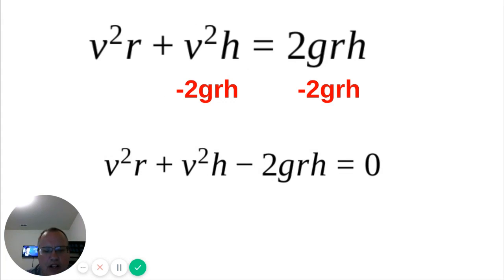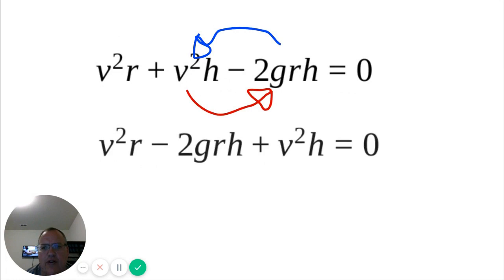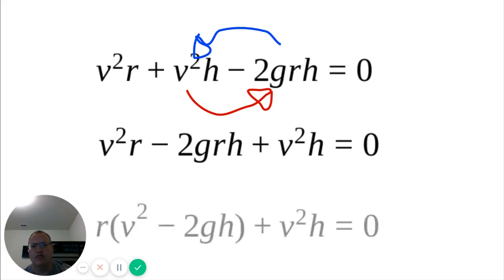I've got my r's a little bit closer to each other, and I can use this little property called the commutative property to switch those guys around. And so now I've got v squared r minus 2grh plus v squared h equals 0. The reason that was important to me is now I can factor an r out of those first two terms. So I've got r times v squared minus 2gh plus v squared h equals 0. So I'm just taking this step by step. So now I'm almost done.